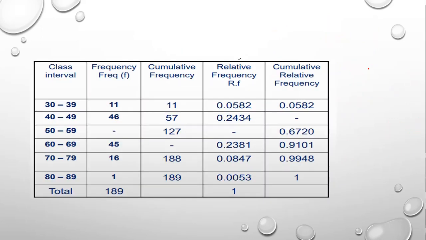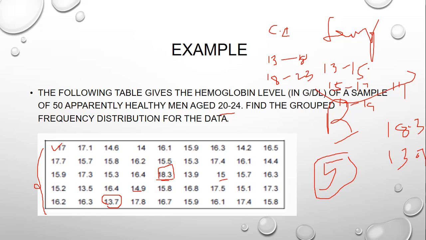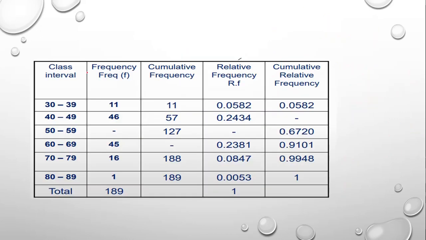See, this is one example related to the frequency distribution. It is not related to this question. Here I have class intervals and frequencies. For cumulative frequencies, we add up. When you add here, 11 plus 46 is 57. Then 127 added with 45 gives 188. Here some values are missing. How can you find this value? 127 minus 57.